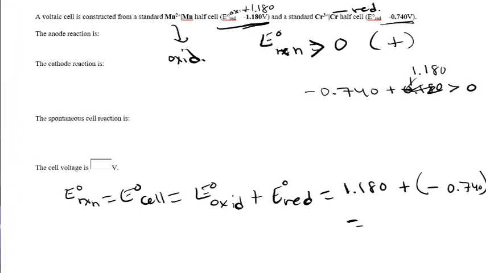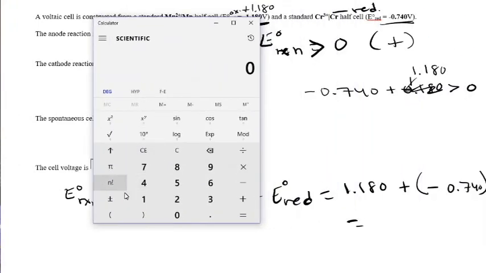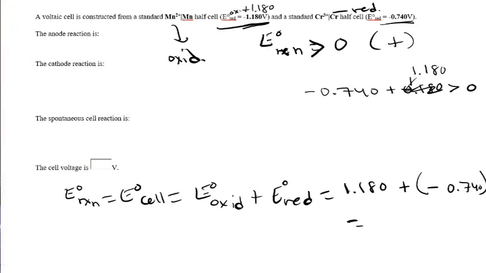Now if we typed that in on a calculator, 1.18 minus 0.74, we're going to get 0.44. Okay, so let's go ahead and write that, 0.44 volts. So that's going to be the answer here. So the answer here is 0.44 volts.